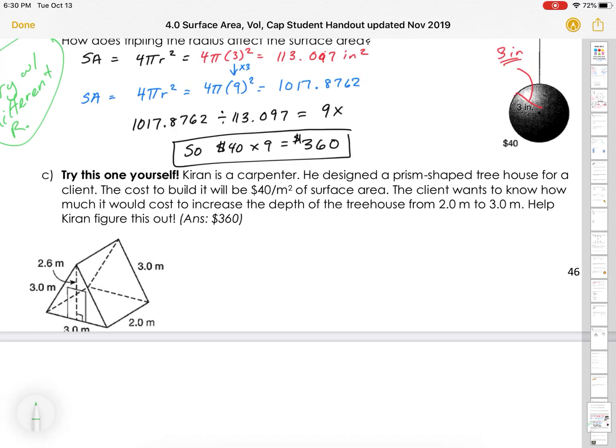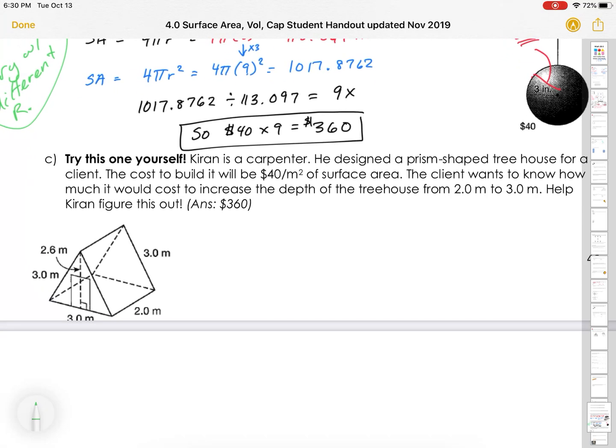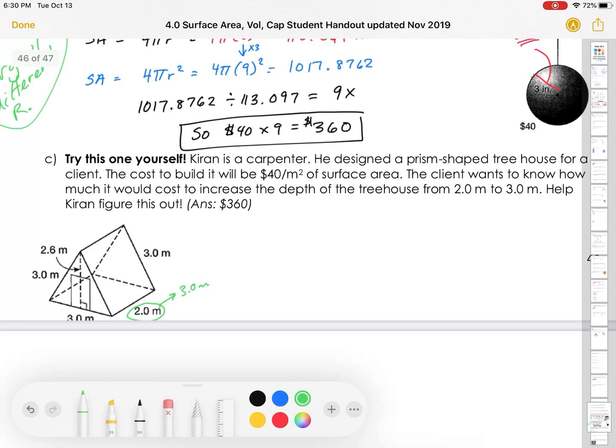Okay, you're back. Kieran is a carpenter. He designed a prism-shaped treehouse for a client. The cost to build it will be $40 per meter squared of surface area. Now the client wants to know how much it would cost to increase the depth of the treehouse from 2 to 3 meters. So we're talking about this value here. We want to increase that to 3 meters. That's the depth of the house.